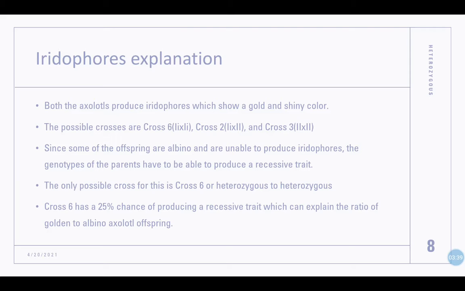Since some of the offspring are albino and are unable to produce iridophores, that would mean that the genotypes of the parents would have to be able to produce recessive trait, since albinos would mean that they produce neither melanin nor iridophores. So the only possible cross for this is cross 6 or heterozygous to heterozygous. The cross 6 has a 25% chance of producing a recessive trait, which can explain the ratio of golden to albino axolotl offspring.